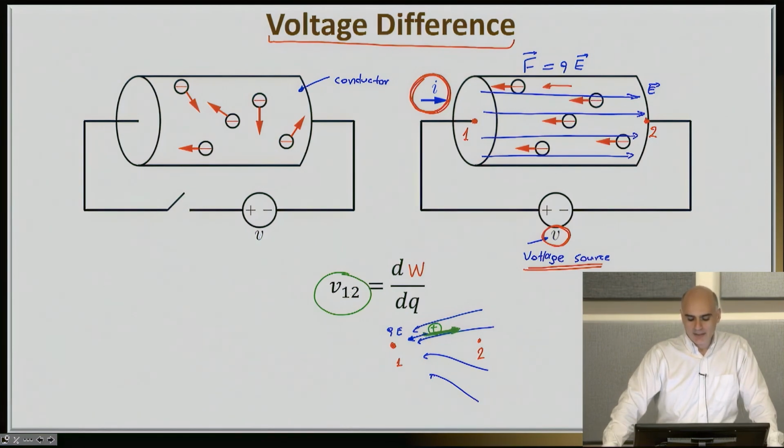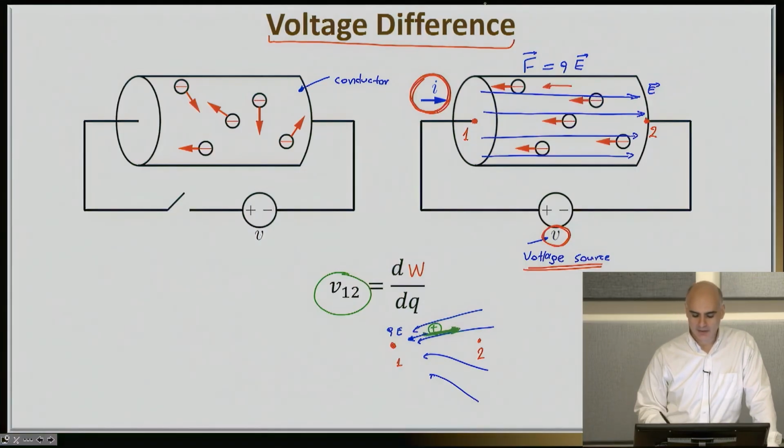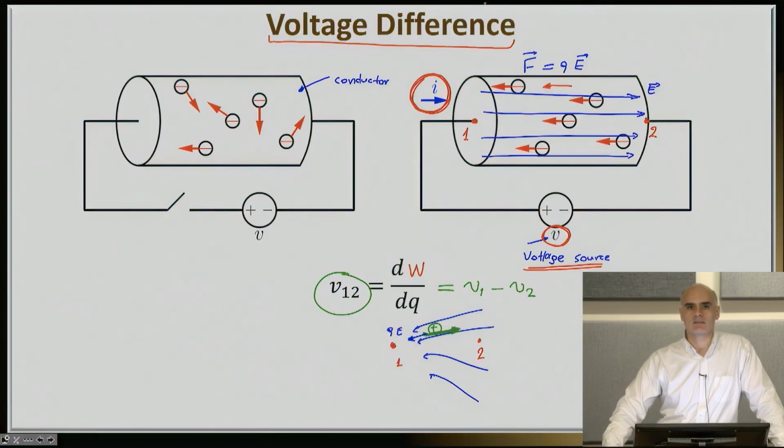So as you can see very clearly from this definition, if I have to spend more energy per unit charge, then that means that the potential difference between 2 points is higher. Now, as you can imagine from the definition I'm giving you here, V12, which by the way is equal to V1 minus V2, is nothing else but the potential difference between 2 points.